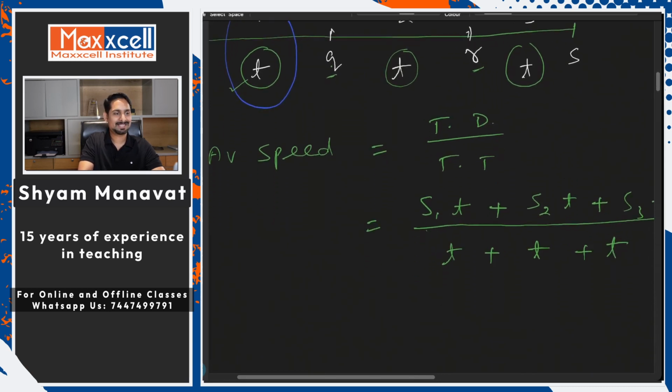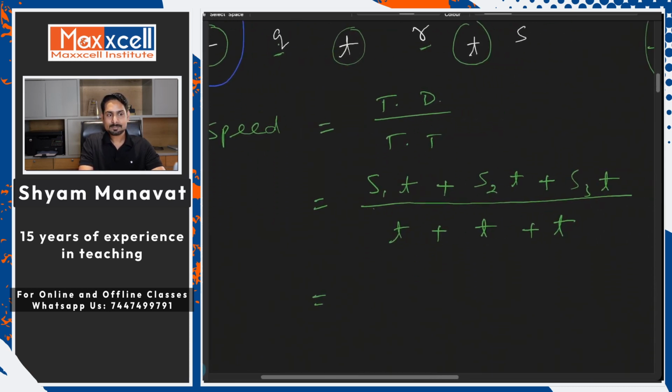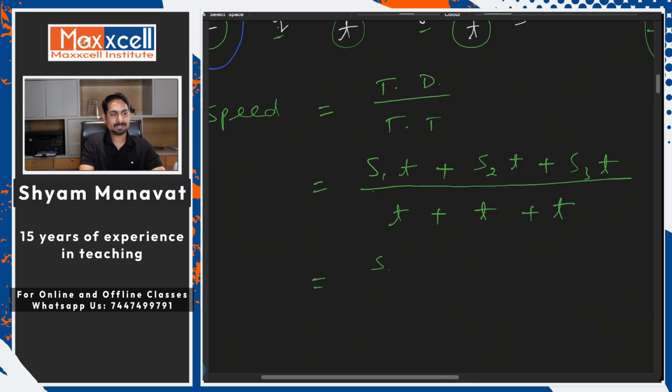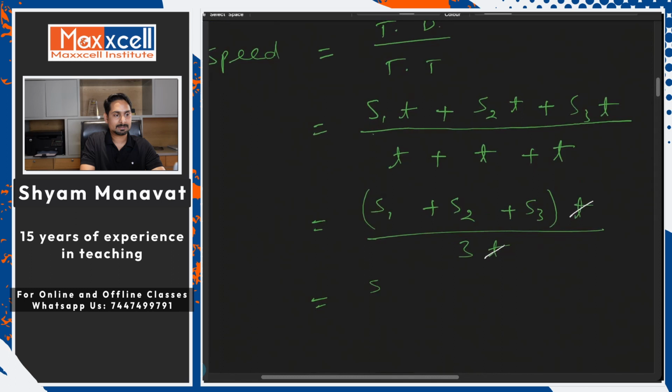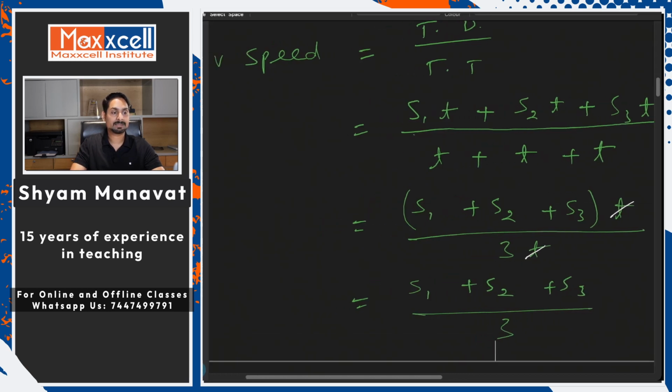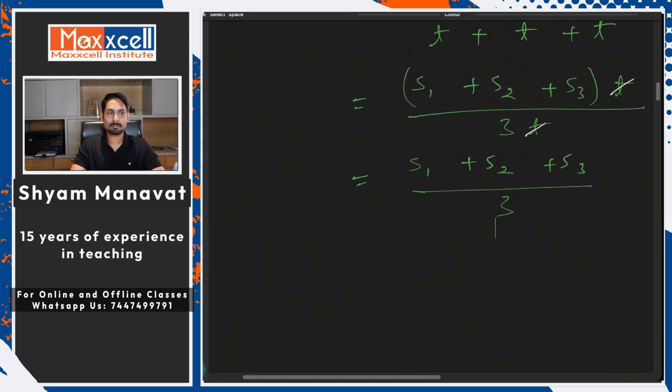Time is the same, right? So if I simplify this further, can I take T common? Yes. So what do I have? S1 plus S2 plus S3, and in the denominator T plus T plus T, which is 3T. Now if I cancel T and T, what is remaining? Speed 1, speed 2, speed 3 by 3. That means sum of speeds by number of speeds given, right?